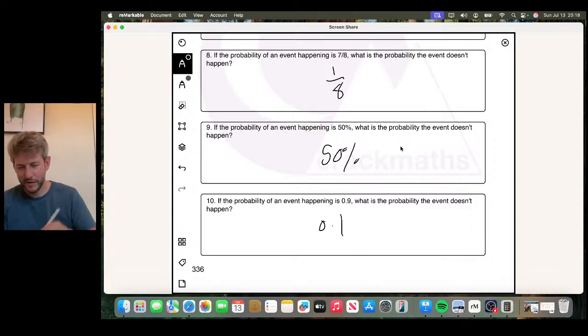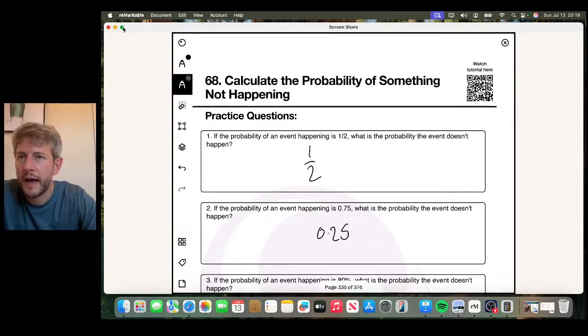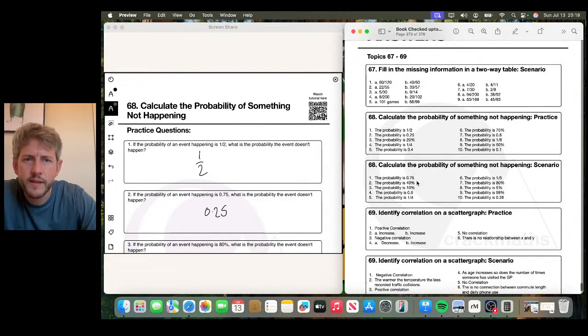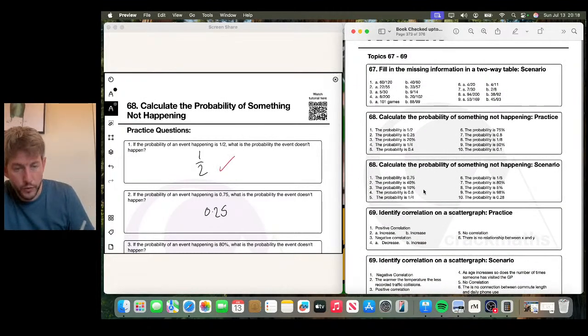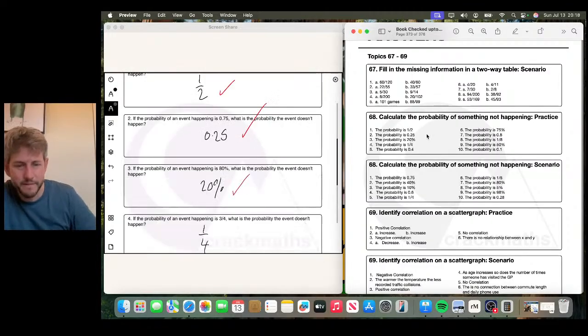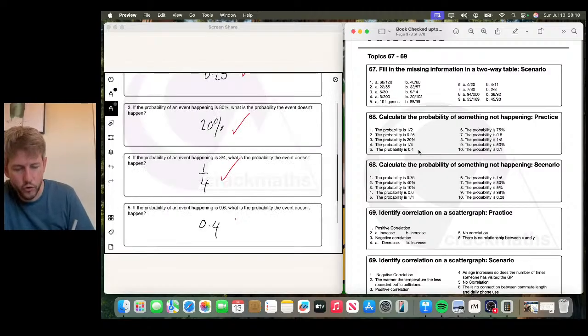Okay, right. Boom. Okay, so let's get these answered. Okay. Right, so 68. So we've got a half. We've got 0.25. We have got 20%. We've got a quarter. We've got 0.4.